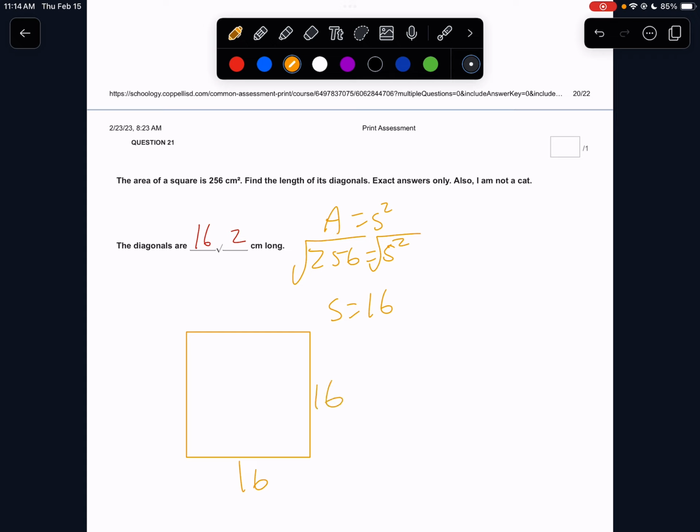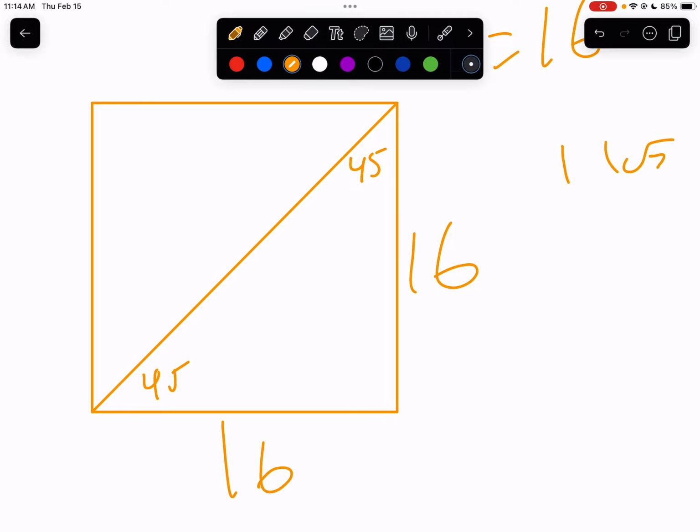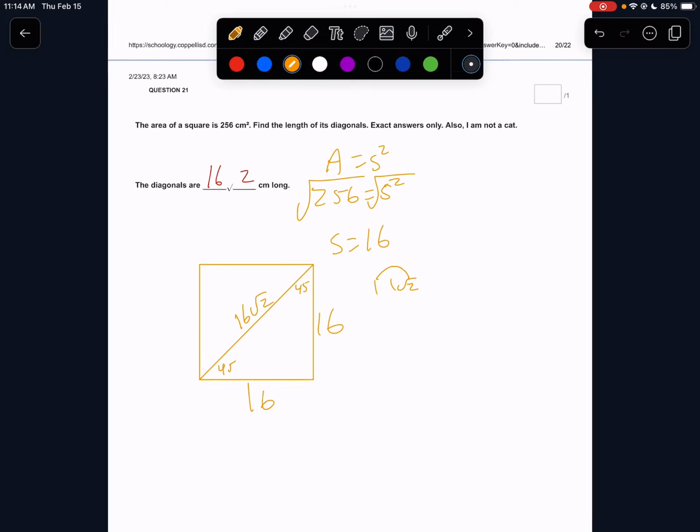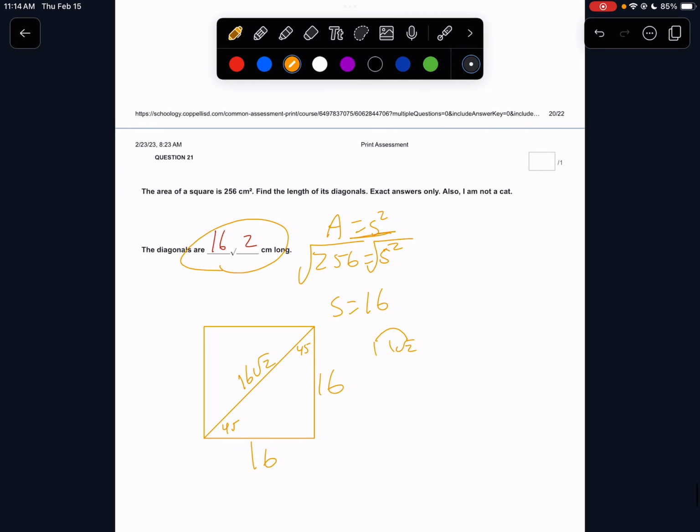Find the length of its diagonals. Well, because it's a square, we know that these are 45, 45, 90s. So that's 1, 1, root 2. So what do you do to get the hypotenuse? You multiply it by root 2. So here, the big thing you need to know is, like, if the area of a square is s squared, you had to take the square root of 256. That was an area. Also, guys, seriously, seriously, seriously, I'm not a cat.